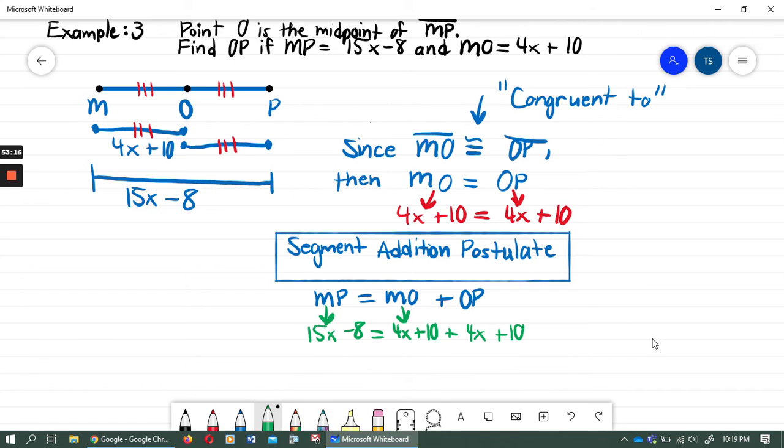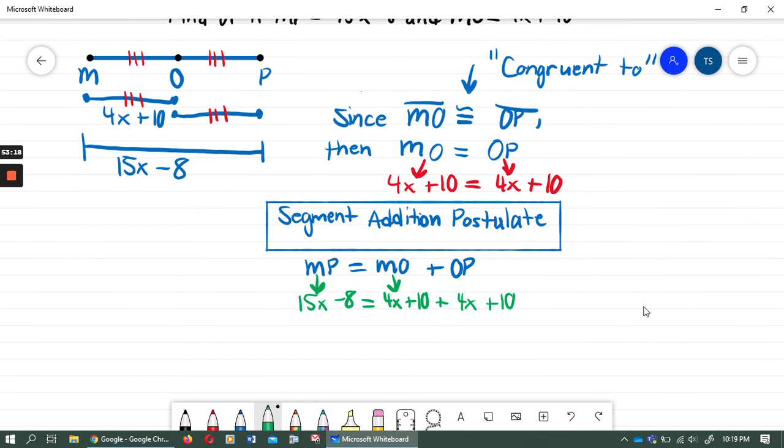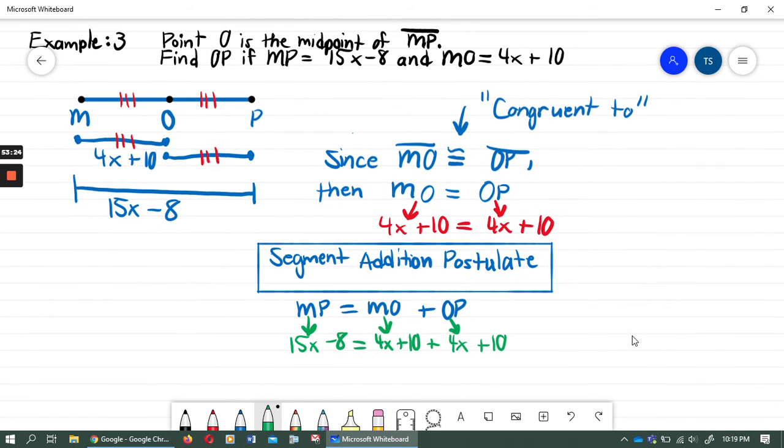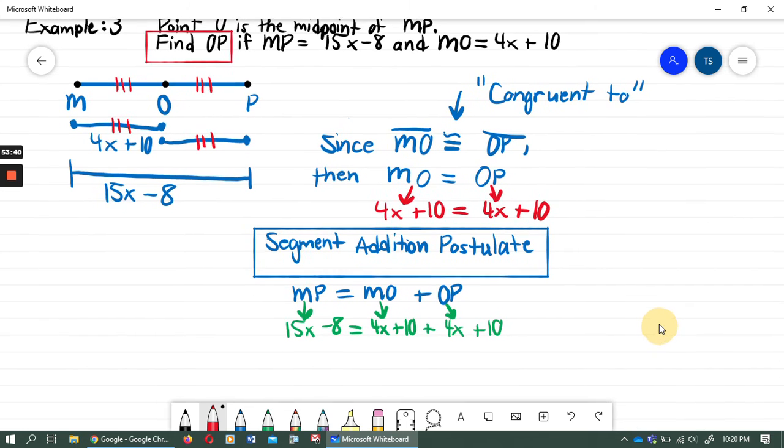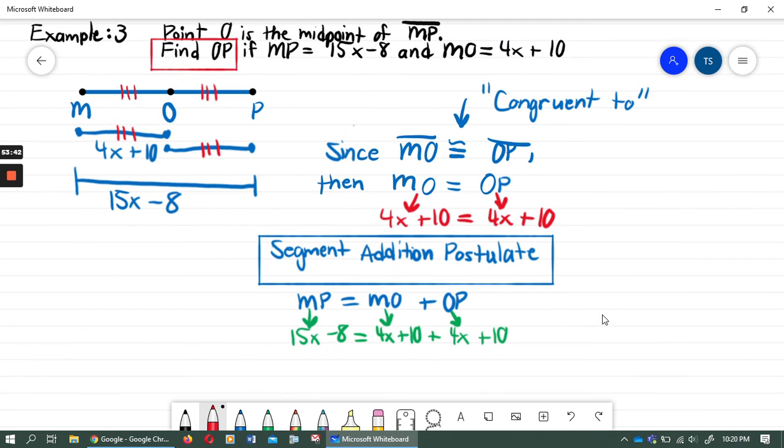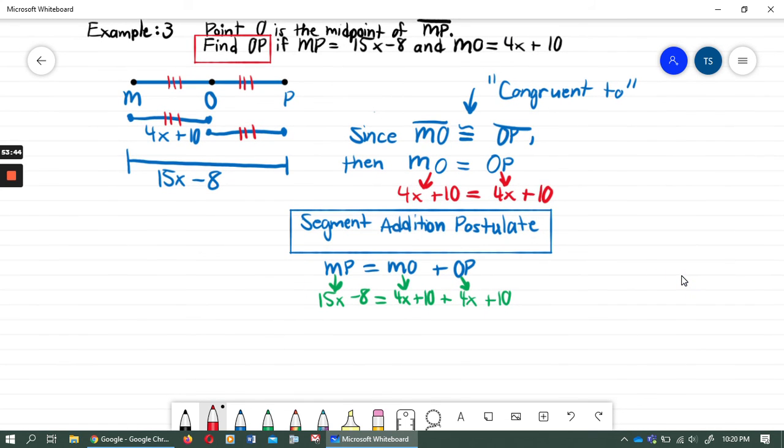Alright, so we've got this equation, and let's go ahead and solve for x. Remember, folks, that even though we do need to solve for x, that's not our end game. That's not the very thing that we were asked to find. So after we find x, we're not done until we find what they're asking us to find. So let's solve it for x.